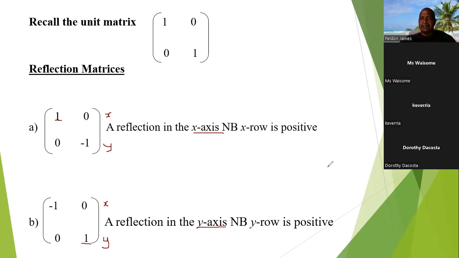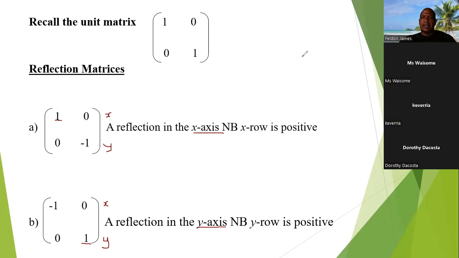Can you follow that? Does it seem to make any sense, guys? Yes. Right. So just think of the unit matrix: the one above positive means the one below has to be negative. So that gives you a reflection in the x-axis. For a reflection in the y-axis, the one below positive means the one above must be negative. All right.